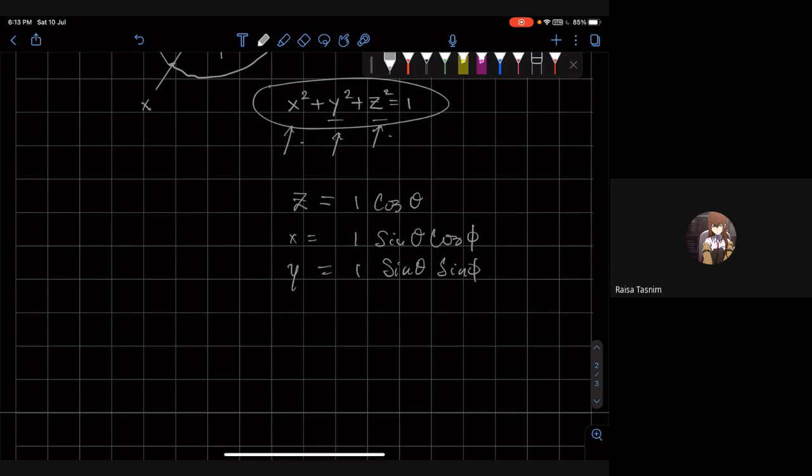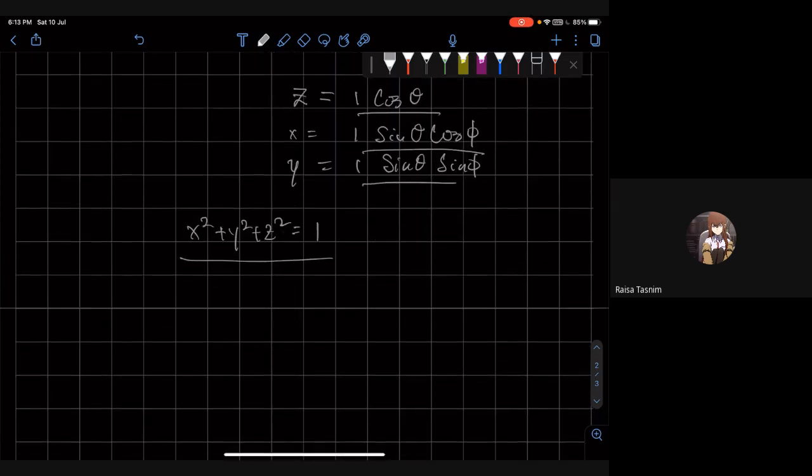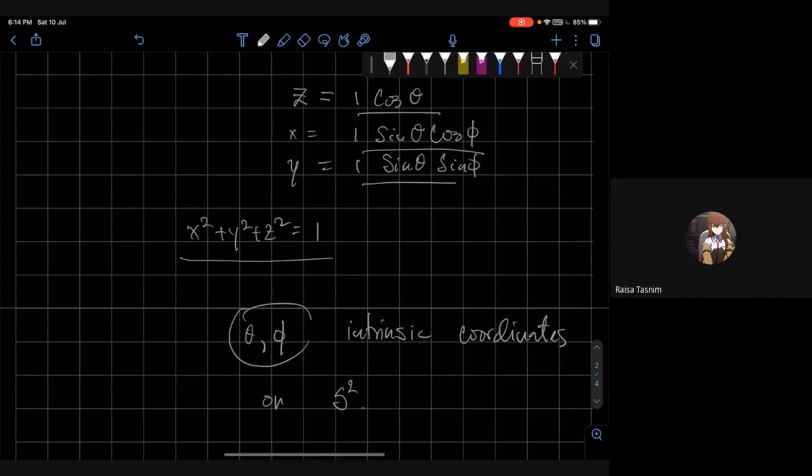And now if I add all these things, if I square them, x squared plus y squared plus z squared, then you can verify by trigonometric identities that these do make 1. So this means we can think of theta and phi as the intrinsic coordinates on this two-dimensional surface, which we're calling S2, or a two-sphere.